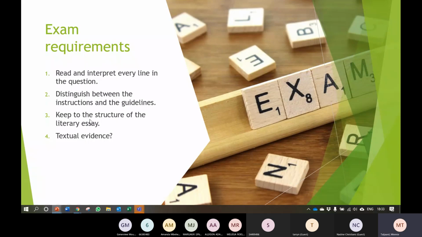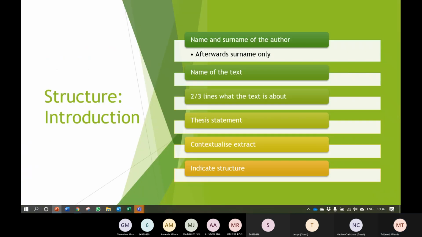But now let's have a look at the structure of the literary essay. Remember when we did the short stories, we worked on the structure of the paragraph. So now I want you to look at the structure of the introduction. These things must be in the introduction: the name and surname of the author, and afterwards you mention the surname only, and the name of the text.